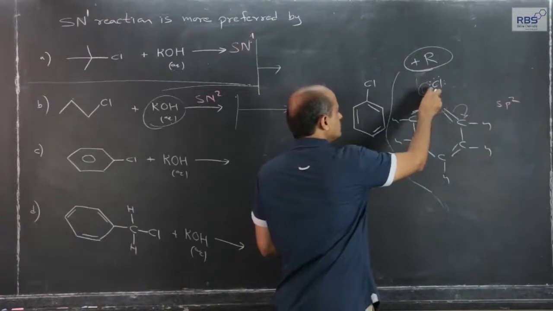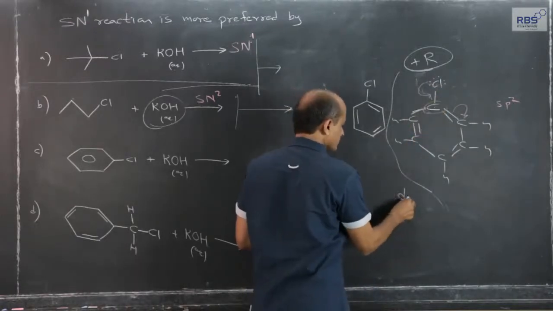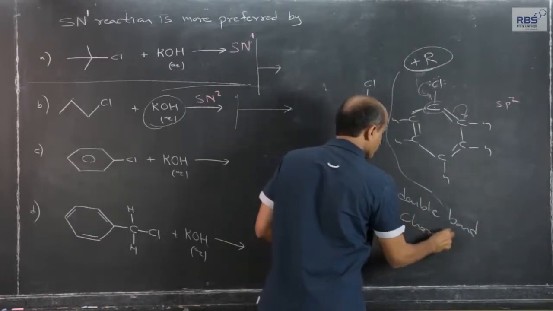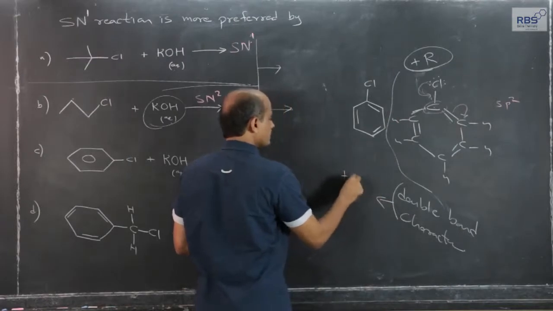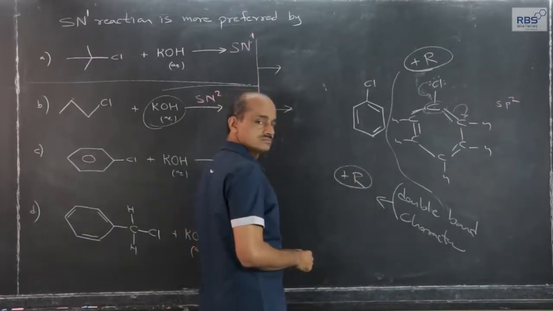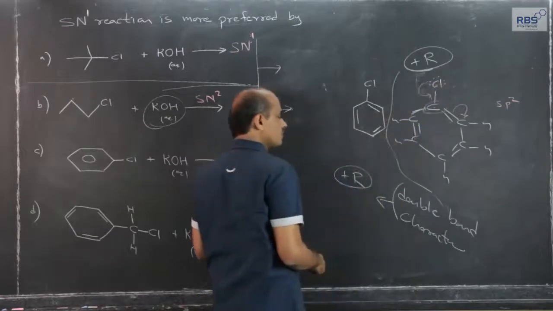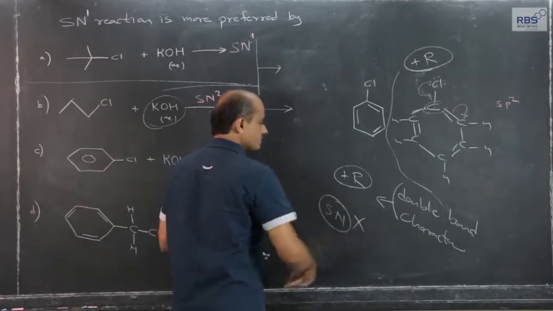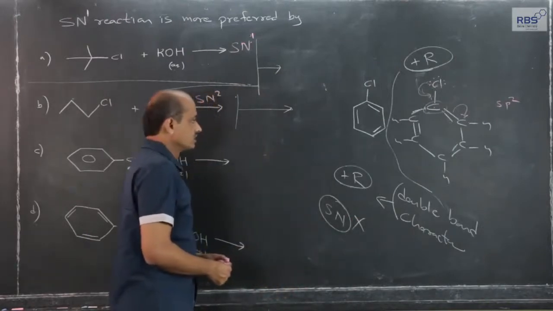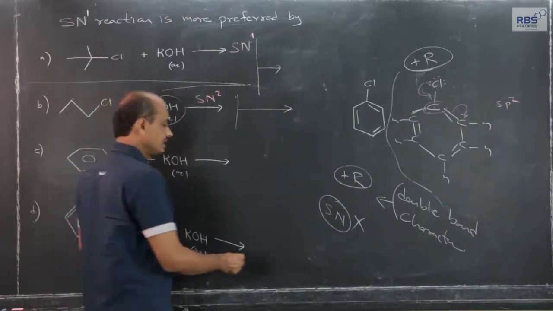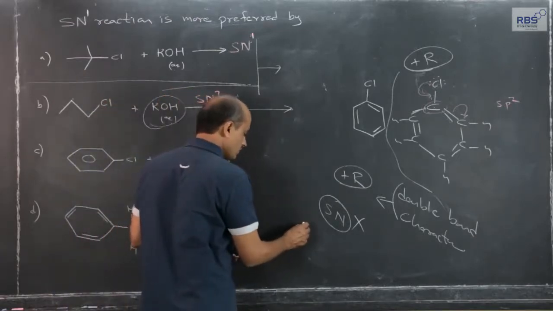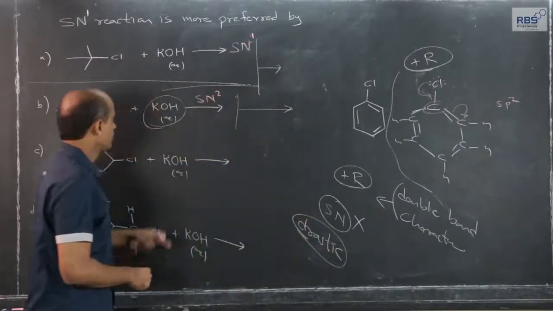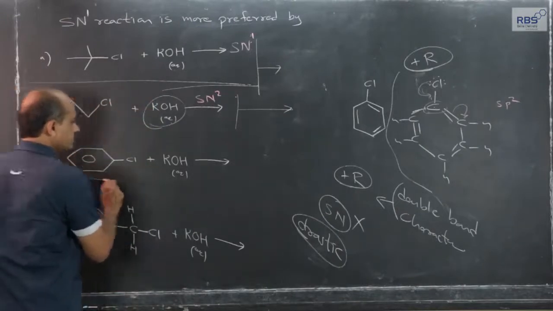Because of that, this carbon-chlorine bond has double bond character because of the plus R effect, and therefore the carbon-chlorine bond becomes very strong, and with such a strong carbon-chlorine bond, SN reactions are very difficult. It is not that they will not take place, they do take place to a very small extent, only under what we call drastic conditions.